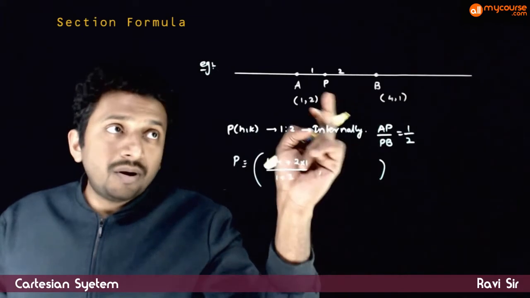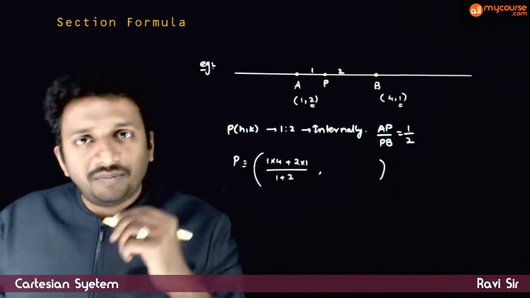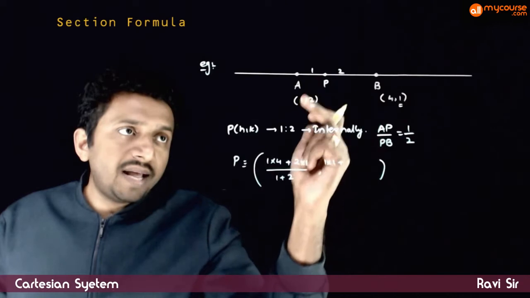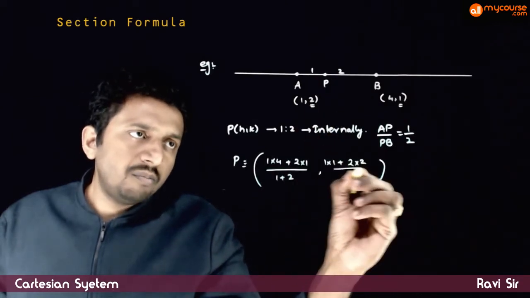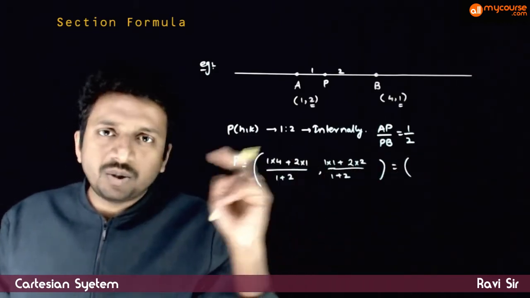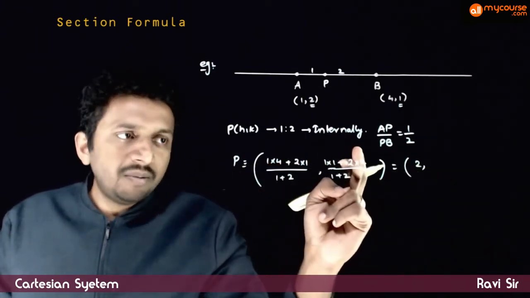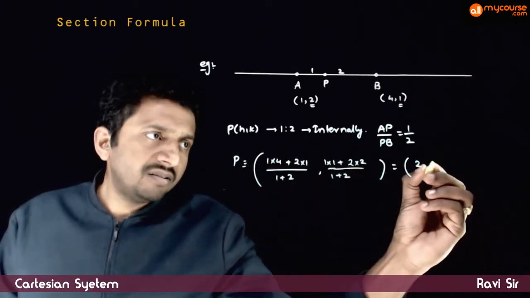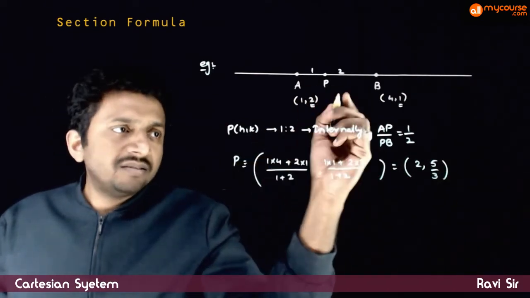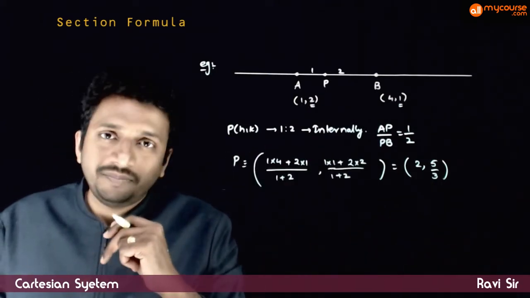What is the y coordinate? The y coordinate of P involves only the y coordinates of A and B. So 1 times 1 plus 2 times 2 by m plus n again. That is equal to 4 plus 2 is 6 by 3 is 2. 1 plus 4 is 5 by 3. So the point P is given by (2, 5/3). So those are the coordinates of the point P.